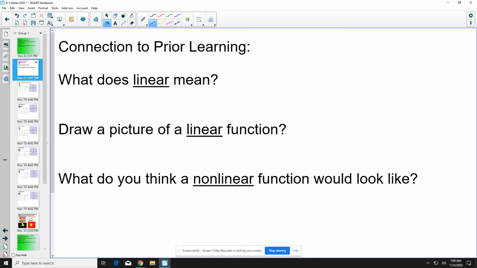All right, so remember we've talked about linear and nonlinear. What does linear mean? It makes a straight line, right? Can you draw a picture of a linear function on your paper? Scribble a picture of a linear function on your paper. Yeah, it's just a straight line, some kind of straight line. What do you think a nonlinear function would look like? Yeah, it would not be a straight line. So maybe it would be curved, or it wouldn't go in a straight line like this. So that's what nonlinear means.